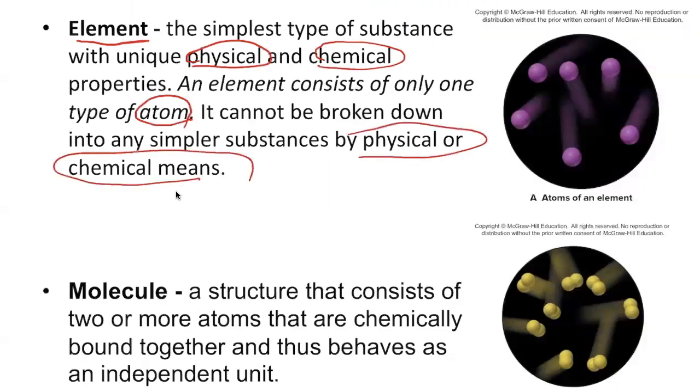We also have the definition of a molecule. A molecule is a structure that consists of two or more atoms. So for example, this will be a molecule because there are two nitrogens in there. Or if we say this will be a molecule because there are more than one phosphorus in there. And these are chemically bound together. There is a bond between them, and it's a chemical bond. So it behaves as an independent unit. So they like to be together.